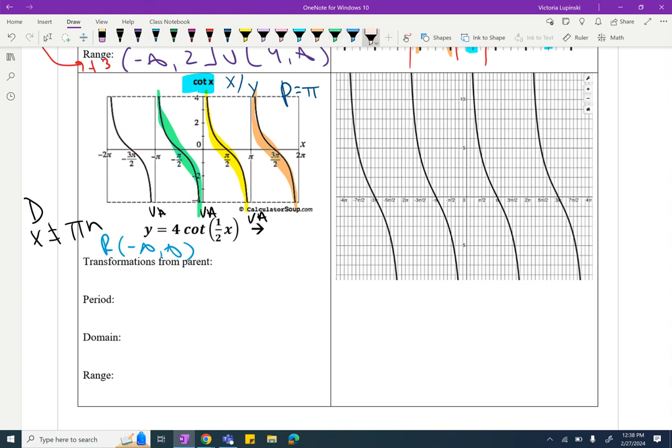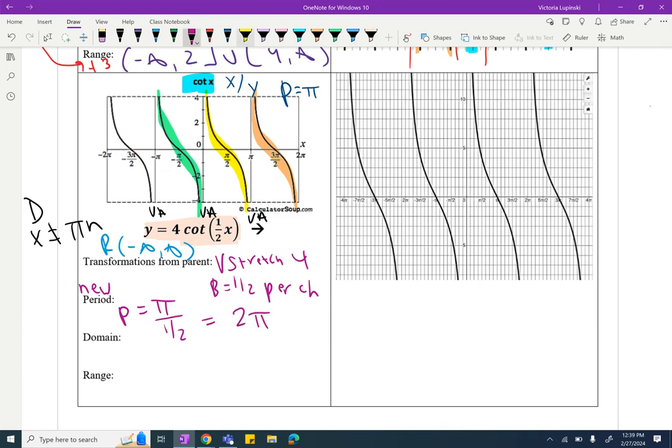We are now given a new graph, and here's the equation for cotangent of 1/2 x. So again, what are the transformations going to be? Well, the 4 out front, that is a vertical stretch of 4. Then the b equaling 1/2, that is another period change. Remember, to find the new period, you're going to do the old period, which was only pi, divided by b, which is 1/2. Multiply by the reciprocal, and the new period is now 2 pi.